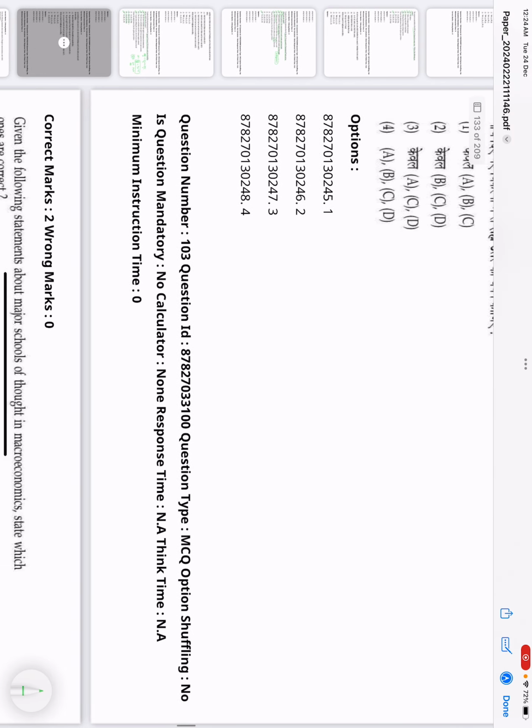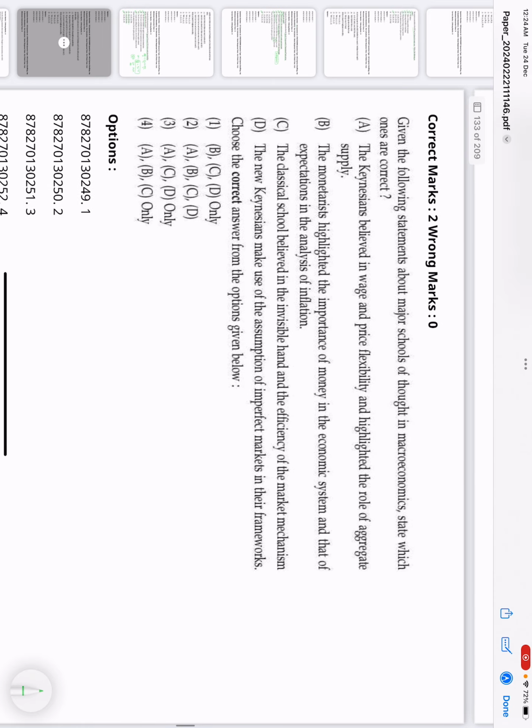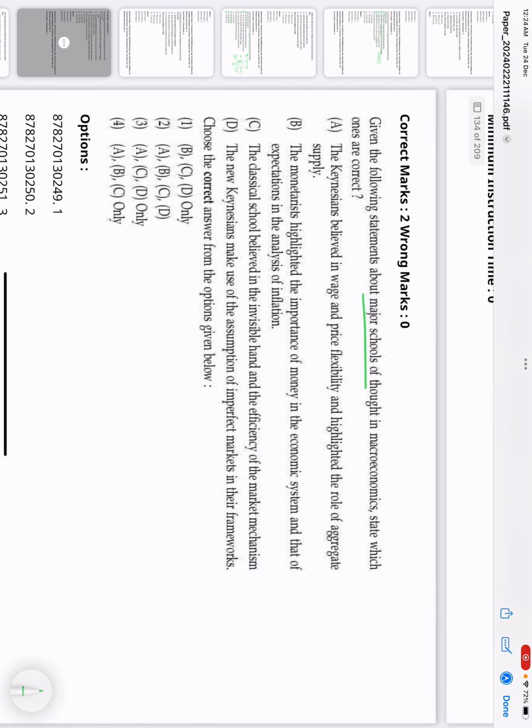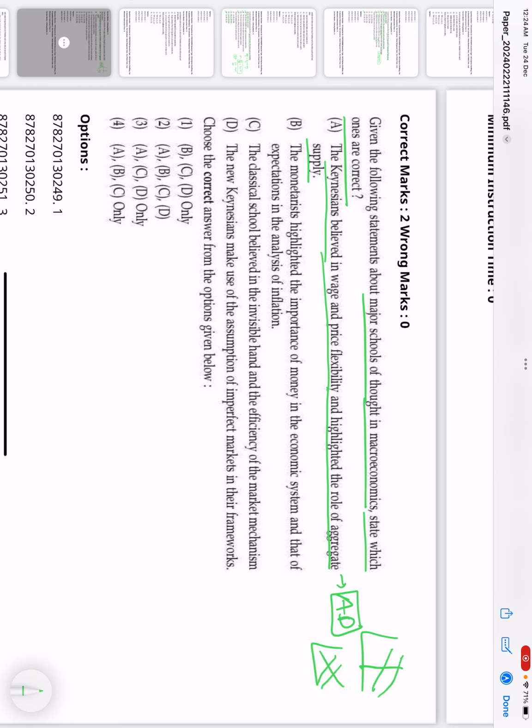Now coming to the 103rd question. Statements about major schools of thought in macroeconomics. State which ones are correct. Keynesians believed in wage and price flexibility and highlighted the role of aggregate supply. Okay, so they were mostly concerned with aggregate demand only. They stated that aggregate supply is not vertical, it is upward sloping. So changes in aggregate demand would impact it.